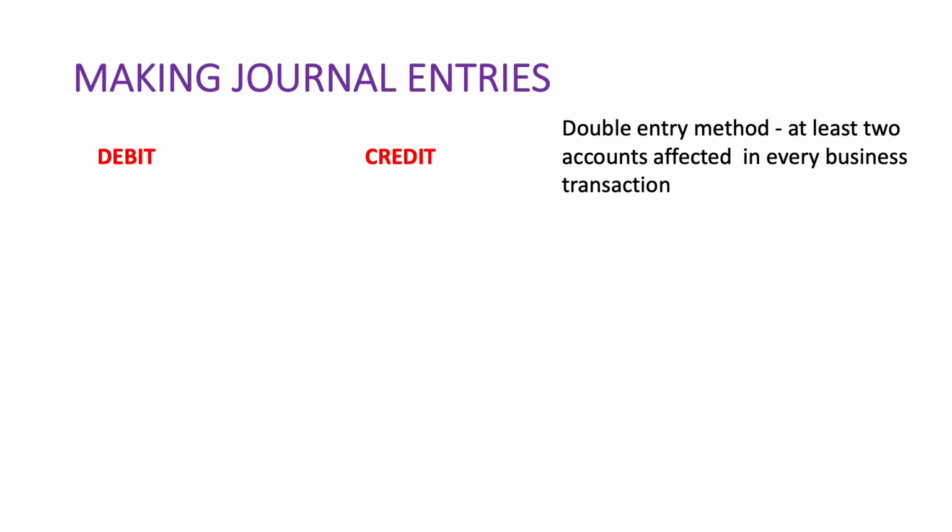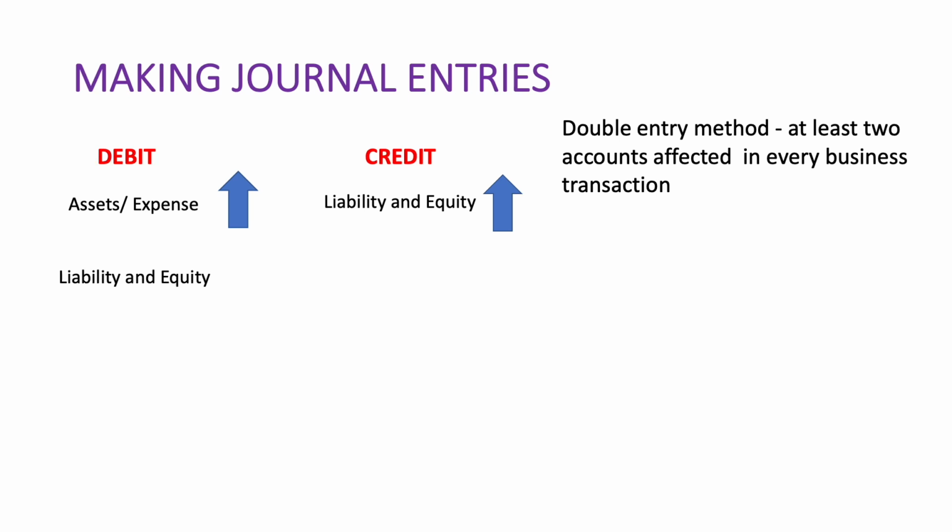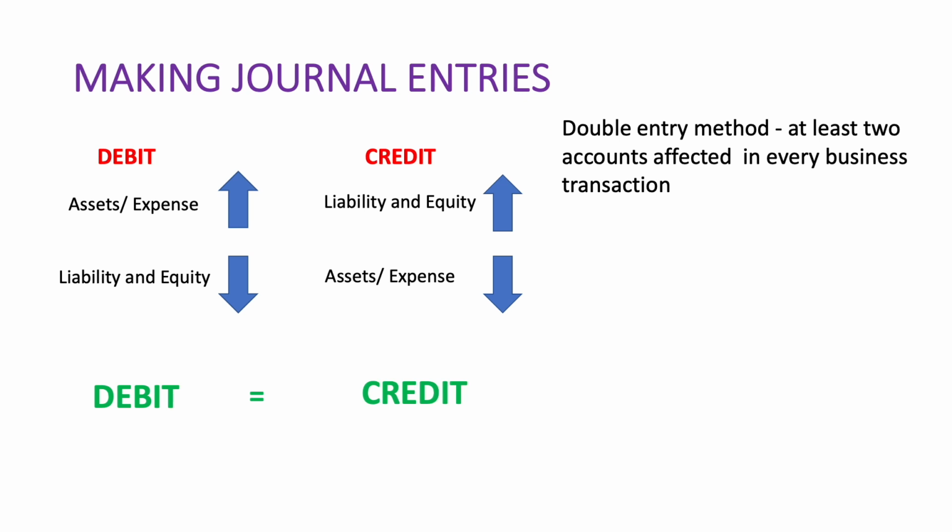Second, assets and expense accounts increase with a debit, liability and equity accounts increase with a credit, and vice versa. Third, debits and credits are always equal. Debits are on the left side and credits on the right side.